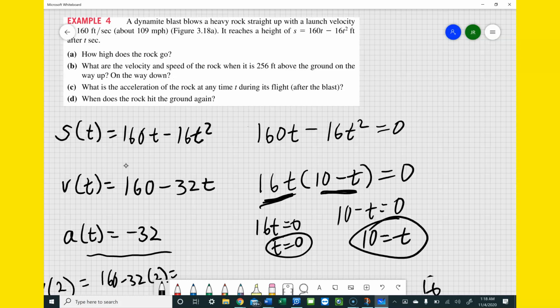So it hits the ground again. After it starts on the ground, it hits the ground once more after 10 seconds. So that's the answer to part D. That was a really good problem. That is a great way to use calculus to do physics, doing derivatives and answering the questions using these equations of position, velocity, and acceleration.